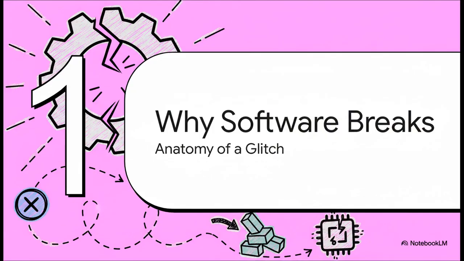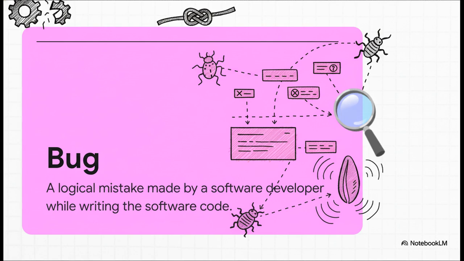See, to stop things from breaking, you have to understand the anatomy of how they break. It's not just some random glitch. Nope, there's a very specific chain of events that leads to disaster. And it all starts with a bug. And what is a bug? Well, at its core, it's just a human mistake. A developer, probably under a lot of pressure, makes a little logical error while writing the code. That's it. That's the seed of the problem.